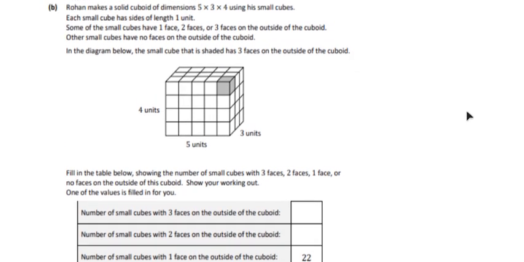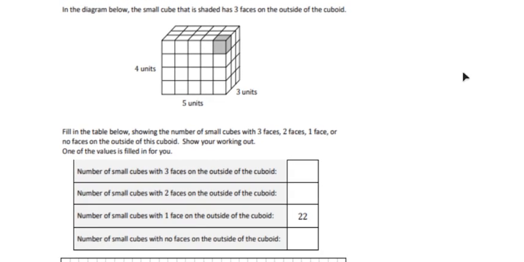Right, so for part B then, the first part isn't too bad. It asks you for the number of small cubes with 3 faces on the outside. The only ones are going to be the corners, because they're the only ones that are going to have 3 faces. Everything else will have 2 on the outside. So it'll be this one, this one, this one, this one, and then the 4 on the back as well. So you should get 8, the 8 corners of the cuboid.